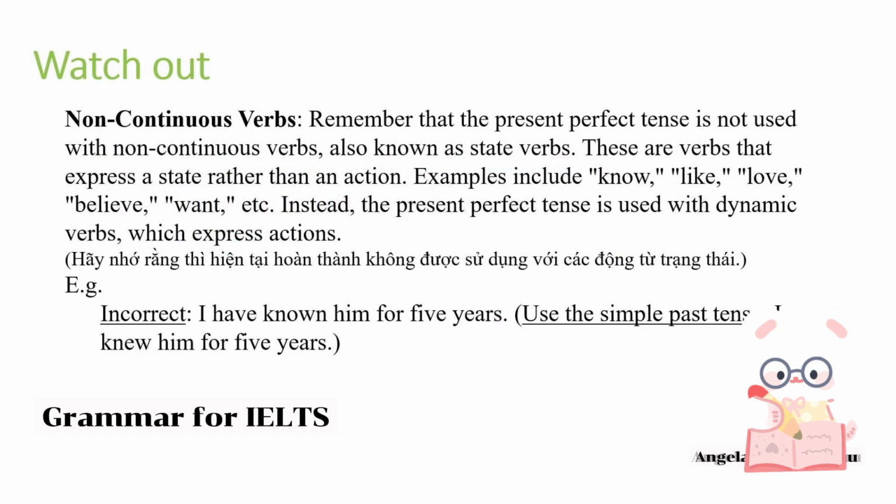Watch out: non-continuous verbs. Remember that the present perfect tense is not used with non-continuous verbs, also known as state verbs. These are verbs that express a state rather than an action. Examples include know, like, love, believe, want, etc. Instead, the present perfect tense is used with dynamic verbs, which express actions. For example, incorrect: I have known him for 5 years. Use the simple past tense: I knew him for 5 years.